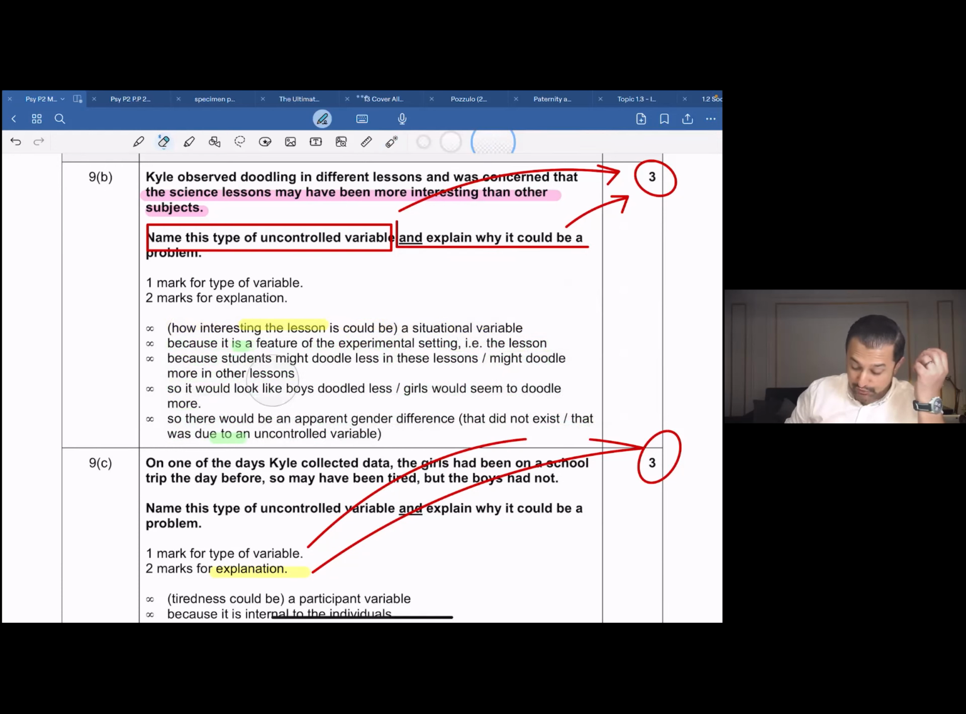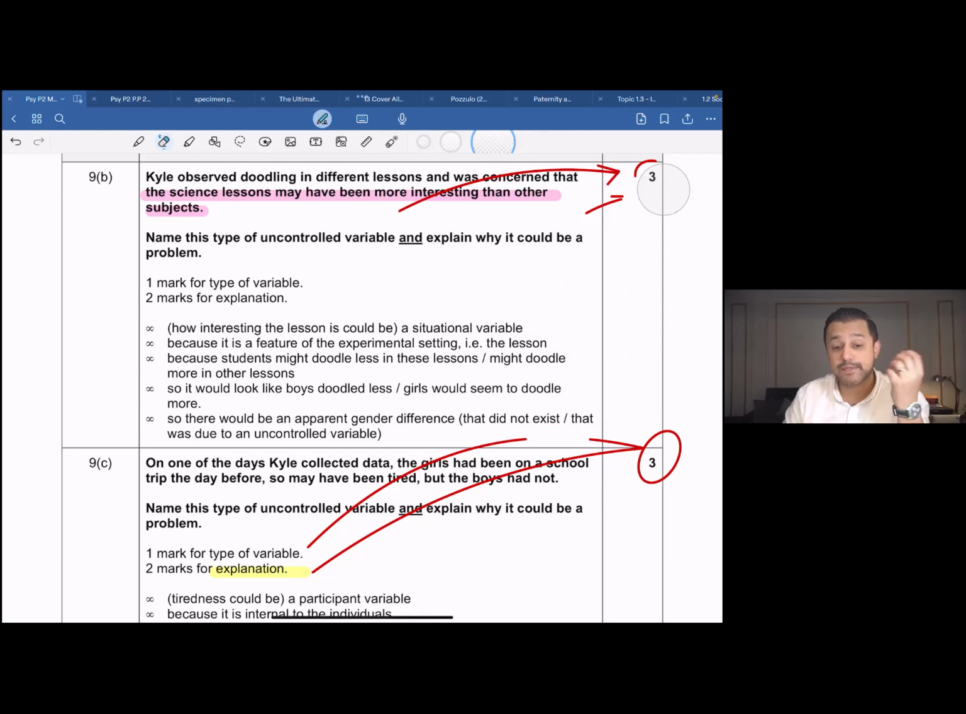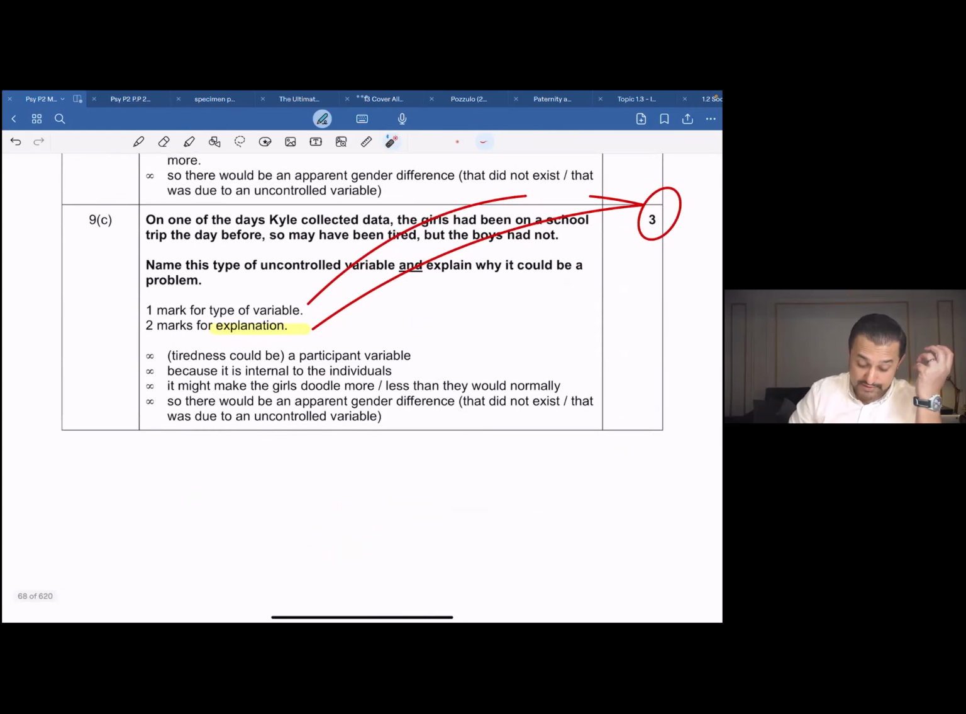So read through and revise situational variables, participant variables, extraneous variables, confounding variables, and uncontrolled variables. All of this is going to help you.